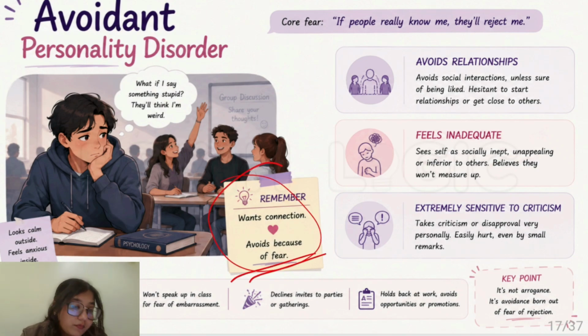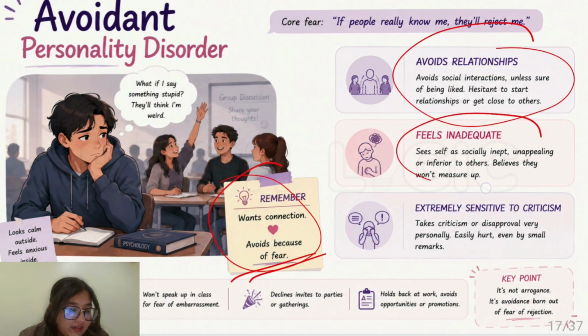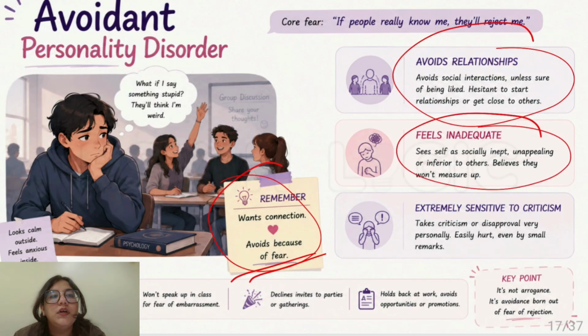The first feature is obviously avoids relationships, social inhibition. These people avoid social interactions, especially when they have to meet new people or in situations where they might be judged. Then we have feelings of inadequacy. They always tend to compare themselves with others and feel like they're not good enough. Other people are probably better than me.